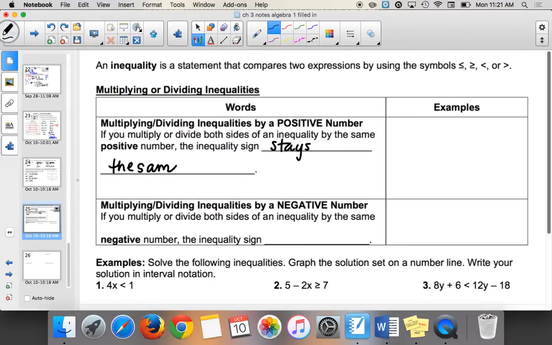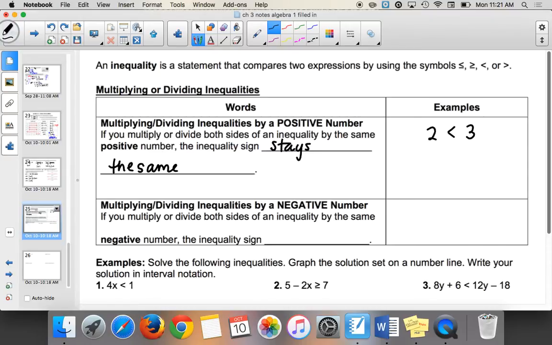So let me show you an example. Let's start with just numbers. We won't have any x's here. So what if I had 2 is less than 3? Do we agree 2 is less than 3? Yes, 2 is less than 3. Remember, the alligator wants to eat the bigger number. We talked about this before.